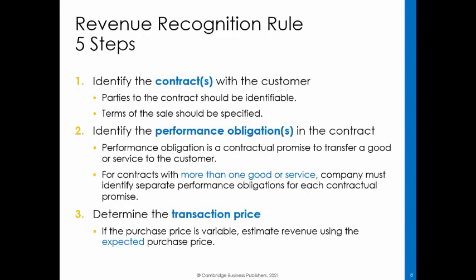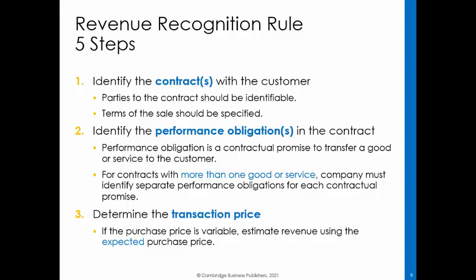Under the new revenue recognition principle, there are 5 steps that companies must take to determine the correct amount of revenue to recognize. On this slide, we have the first 3. First, the company must identify the contract with the customer. The parties to the contract should be identifiable, and the terms of the sale should be specified, including the items sold, the delivery terms, and the payment required.